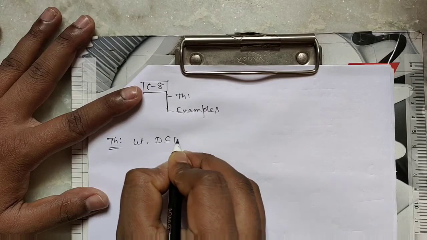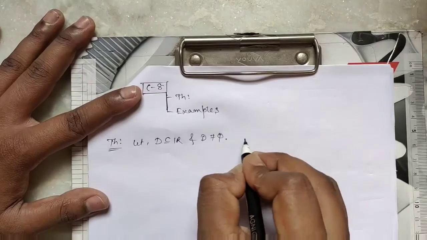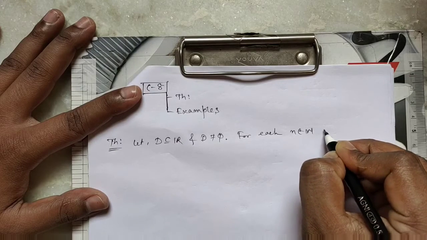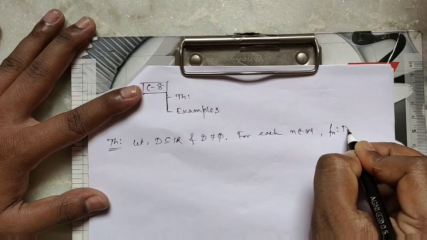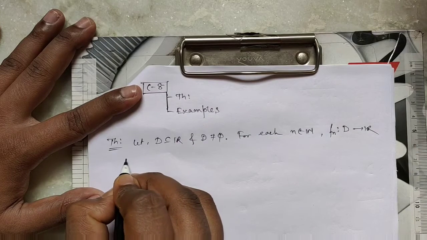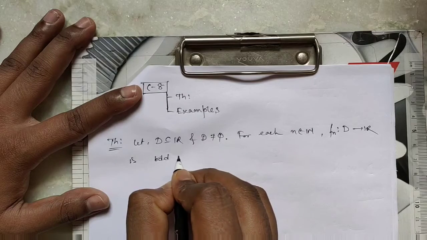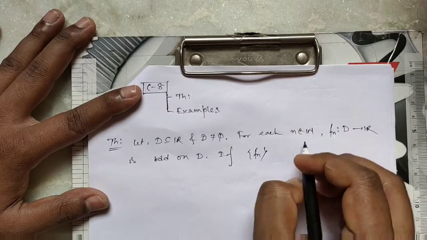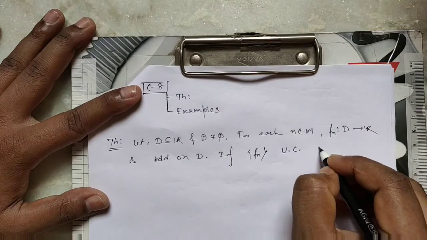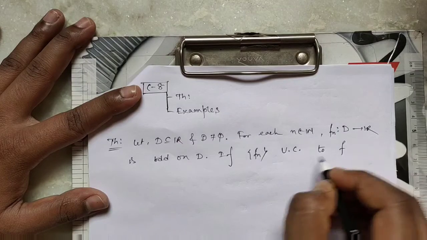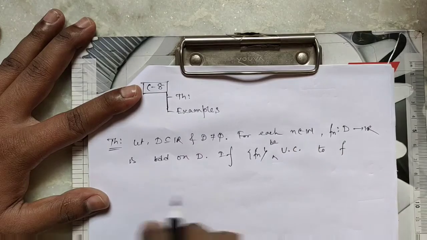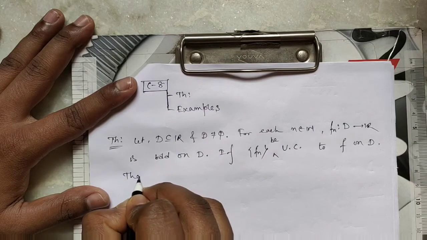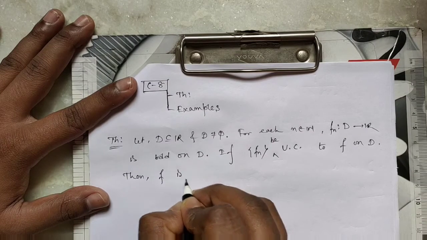Let D be a subset of R and D not equal to phi. For each n belongs to N, fn from D to R is bounded on D. If the sequence of functions is uniformly convergent to f on D, then the limit function f is bounded on D.